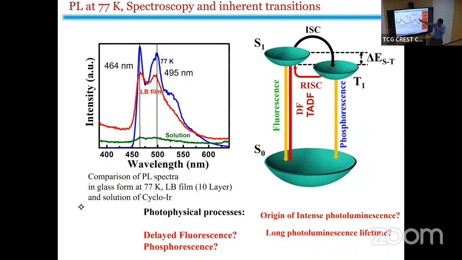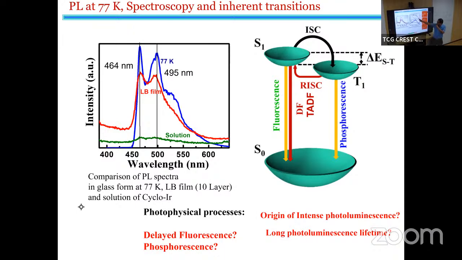We started to look at the photophysical processes. Before that, we have taken the fluorescence spectrum, the photoluminescence spectrum at 77K, that is at low temperature. Why 77K? Because at 77K, you'll have the freezing of this vibration, right? So it will freeze the molecule further. So that was the plan.